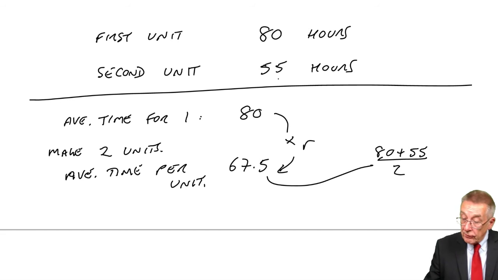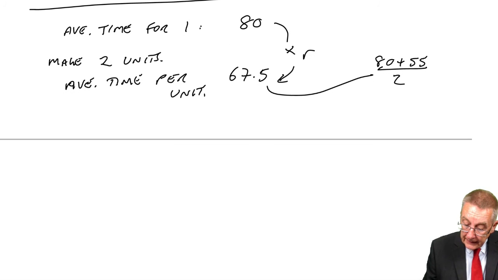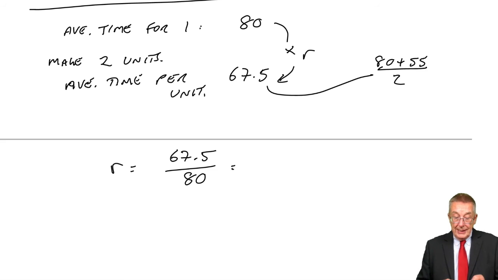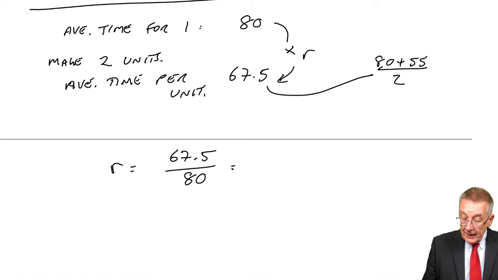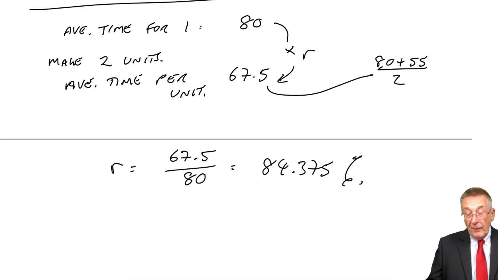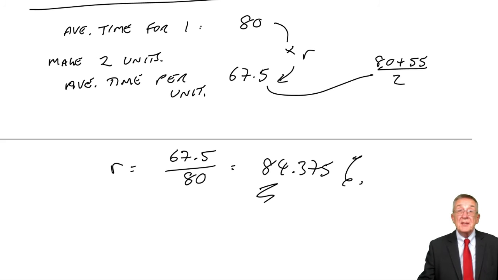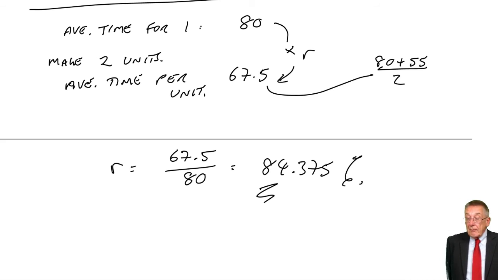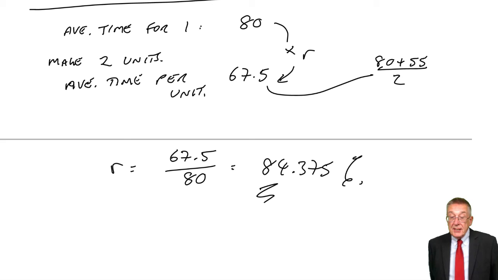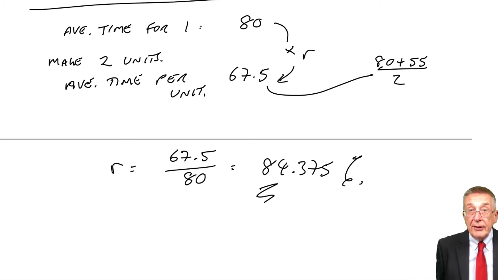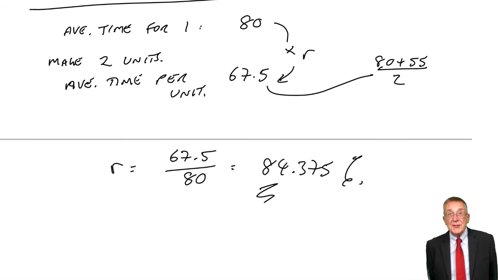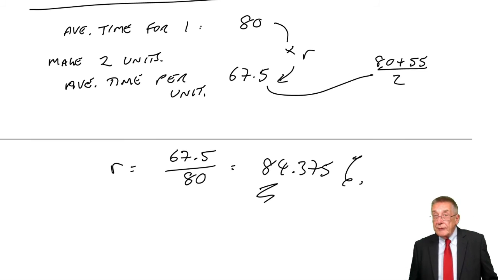And so what is the learning rate? The learning rate, 67.5 over 80 is 0.84375, 84.375%, or I said to the nearest percent, 84%. If you've got 84%, great. Now, when this is asked, you will only be expected to get it using the doubling rule. You will never, ever be expected to use the formula backwards. It'll only ever be doubling.